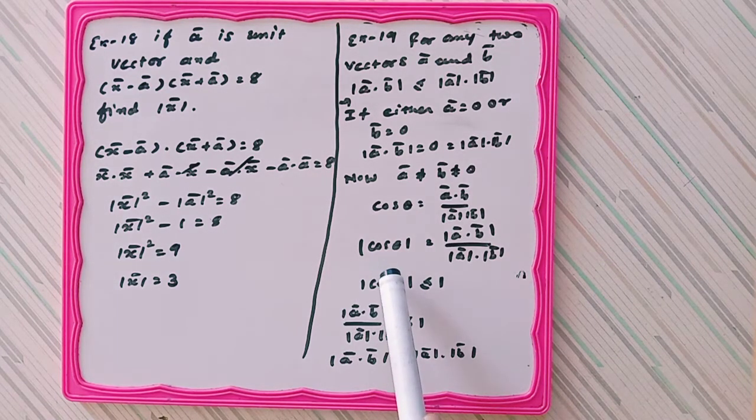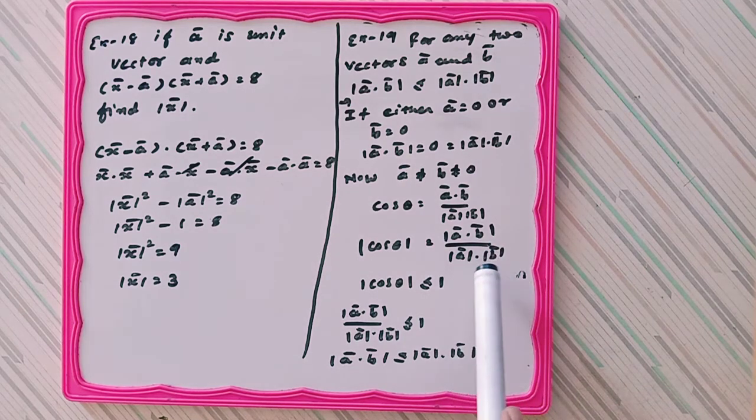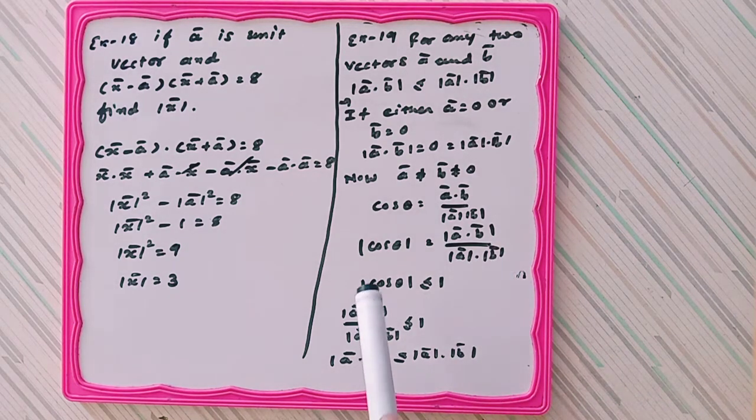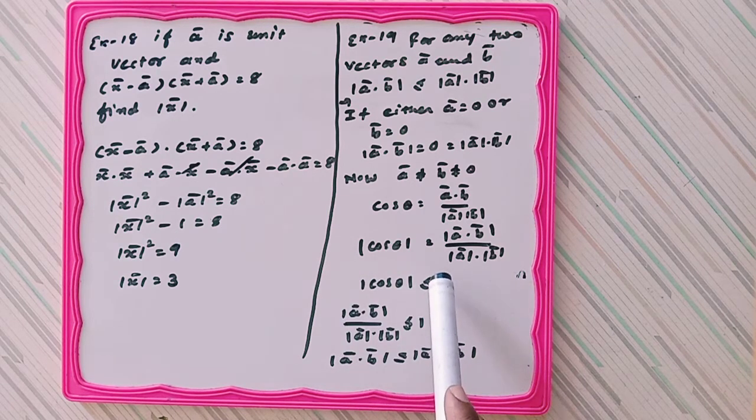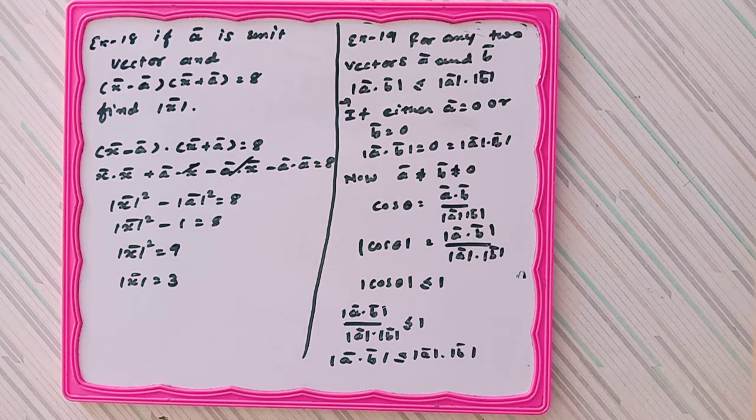So we take the magnitude of cos theta, which is the magnitude of a bar dot b bar over magnitude a bar times magnitude b bar. Now we know that the positive value of cos theta lies between 0 and 1, and so the magnitude of cos theta is less than or equal to 1. So this value is less than or equal to 1, and we can write the magnitude of a bar dot b bar is less than or equal to the magnitude of a bar times the magnitude of b bar.